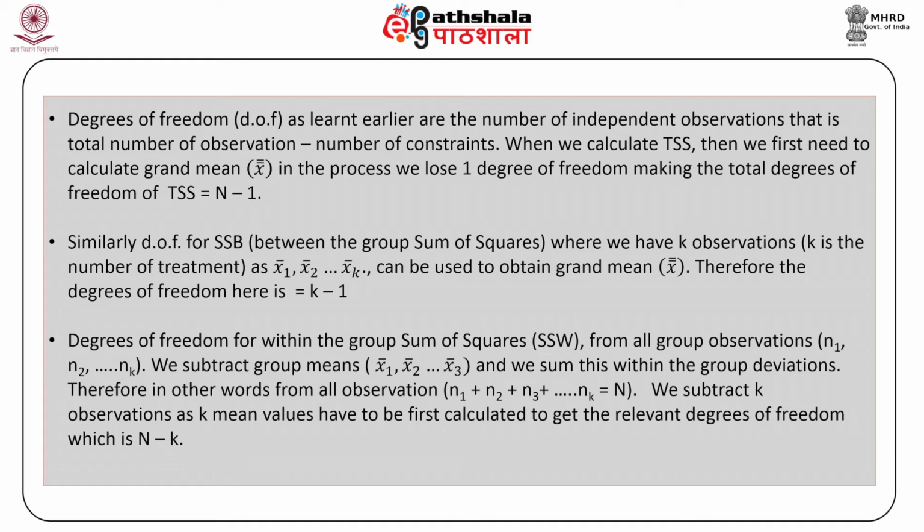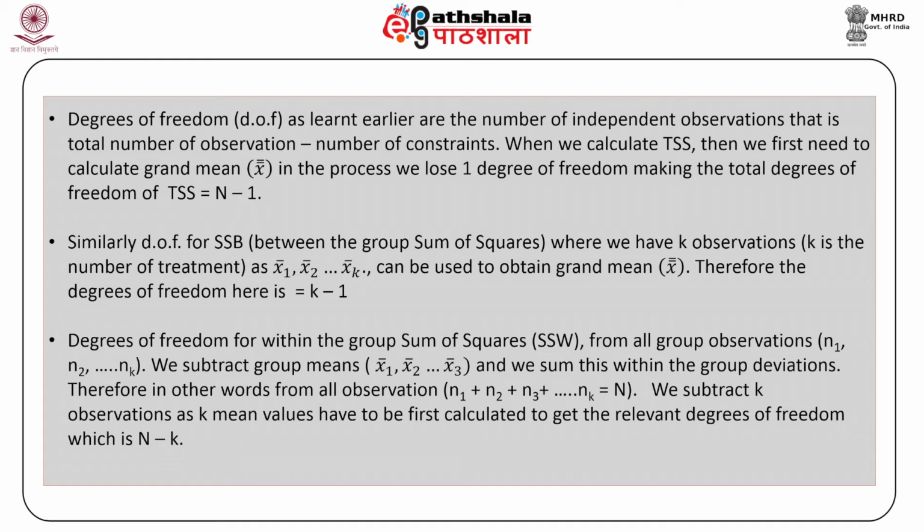Therefore, the degrees of freedom here is equal to K minus 1. So, let me repeat, what we are doing is we are using X1 bar to Xk bar to find out even a grand mean, and therefore our degrees of freedom is equal to K minus 1.